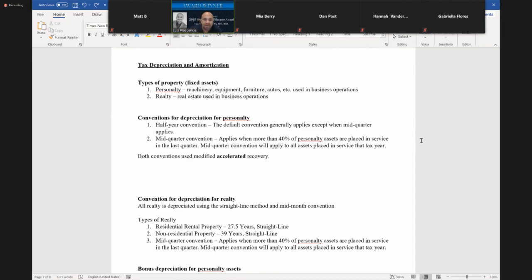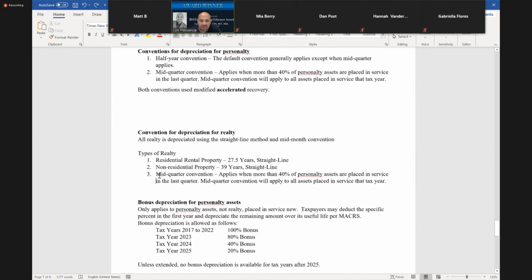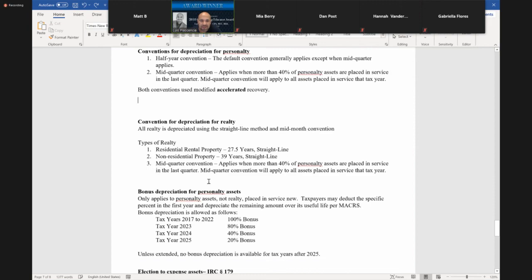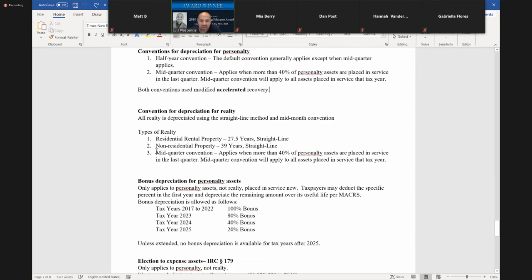Now, real estate has what's called the mid-month convention, which we covered already. Residential real estate is 27.5 years. Non-residential real estate is going to be 39 years.